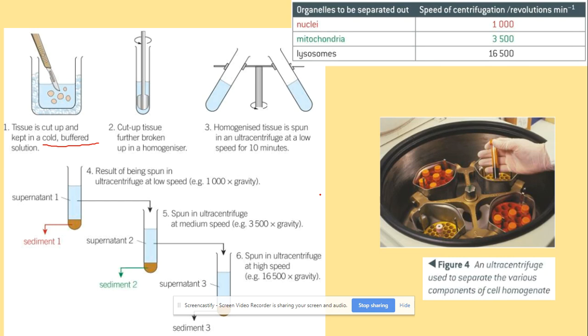to separate your less dense organelles. So as you can see here, there are different speeds. So the nucleus will be separated at the lowest speed. Then we've got mitochondria. Then, for example, lysosomes. So nucleus, it's the biggest. Mitochondria, it's slightly smaller, but lysosomes are much smaller than the other two. That explains the speed that we need to use.